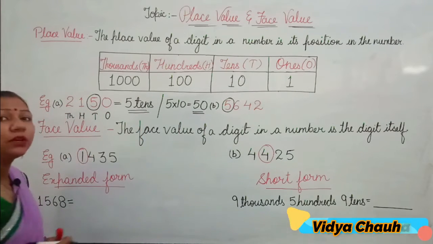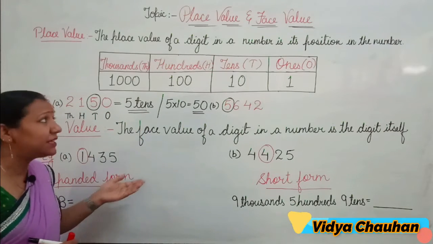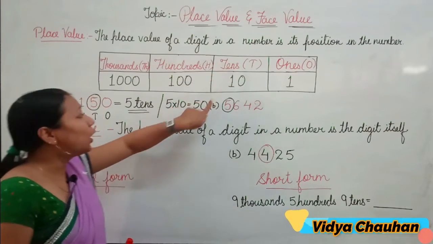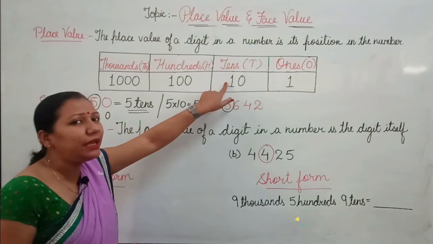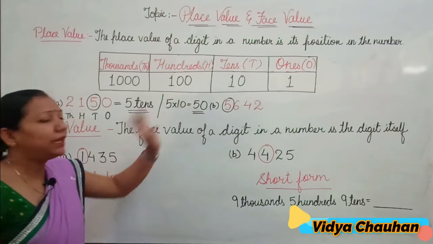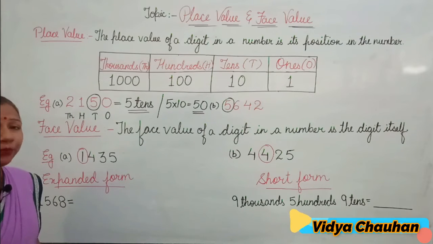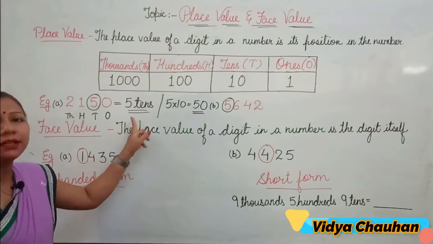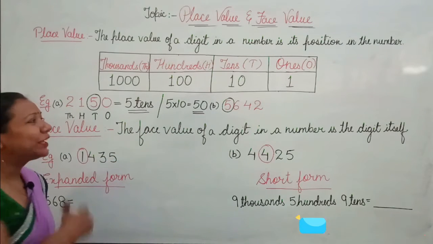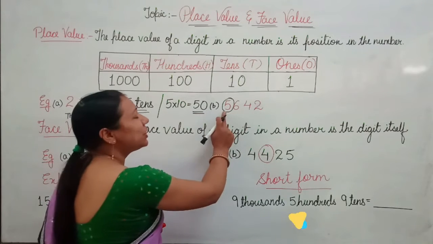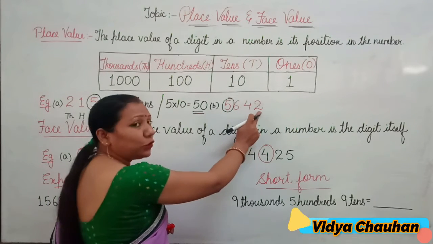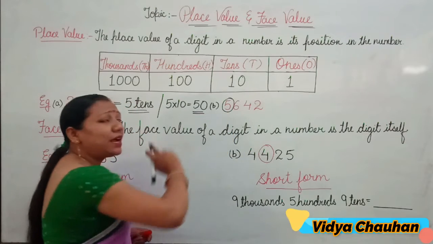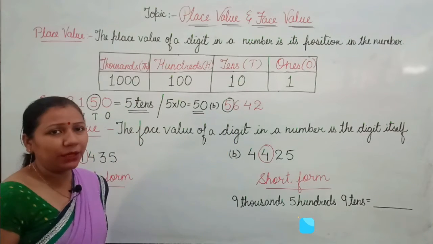Either you write it in words, 5 at tens place, so it is 5 tens, or 5 into 10, because it is at tens place, so we will multiply it by 10. So 5 multiplied by 10, it will give 50. Both the ways it is correct. Okay students? Coming to the second part, in which once again a number is given to you, 5642, and once again you have to find the place value of 5 only.